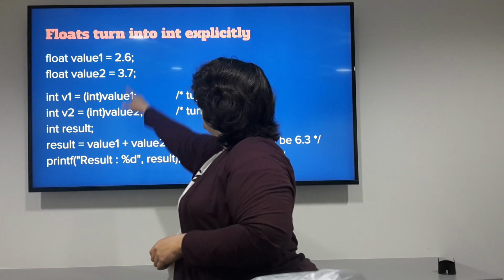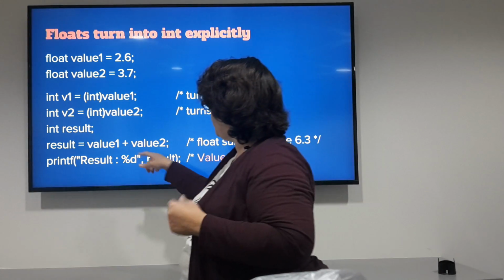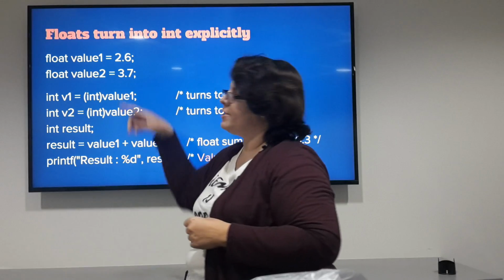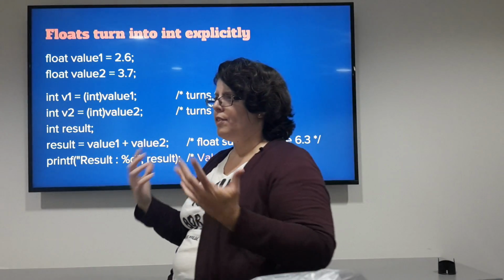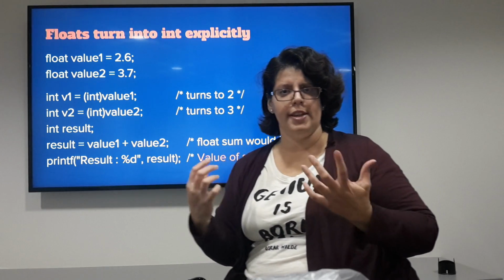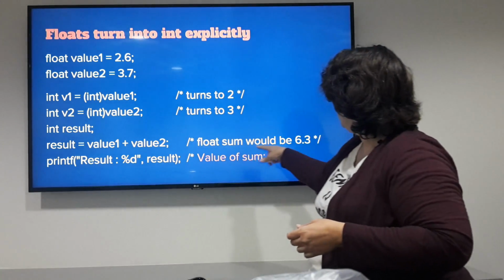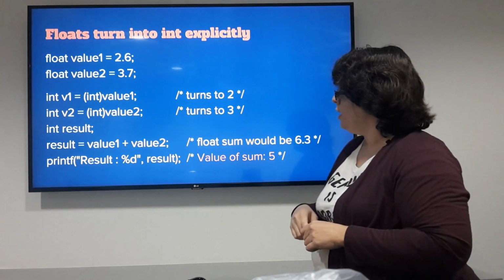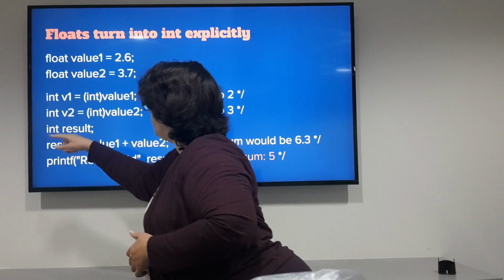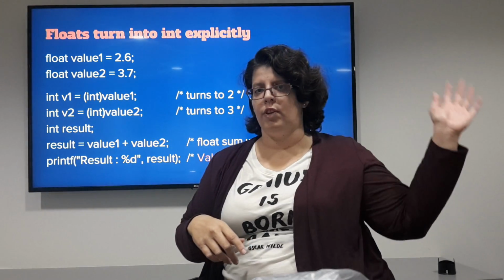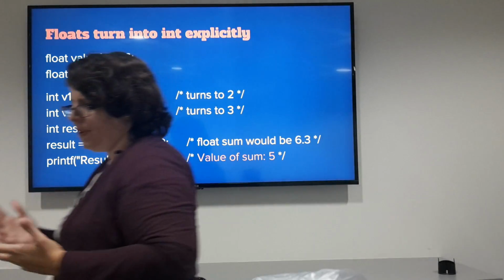I'm saying go ahead and add 2.6, so I have the 2.6 in my memory, plus add the 3.7. So if I add 2.6 plus 3.7, I wind up getting 6.3, something like that. So my float value would be 6.3. But I'm not really having a result as a float value. So it's going to get rid of the 0.3 and just leave it with the 6. So watch what happened here.